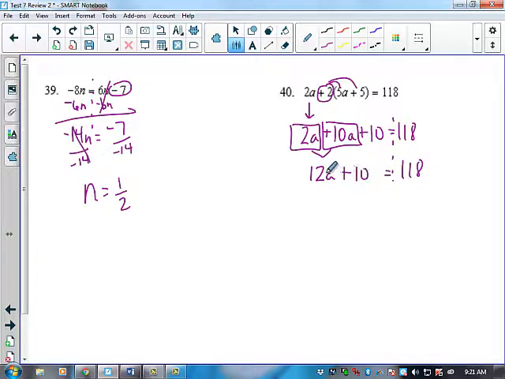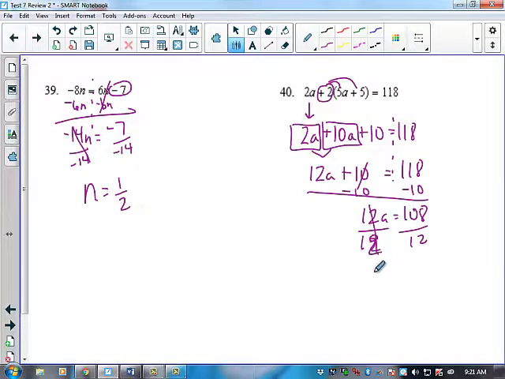I want to move this 10 so I can get the a by itself, so I'm going to subtract 10 on both sides. So I have 12a equals 108. And when I divide by 12 on both sides, a is equal to 9. Final answer.